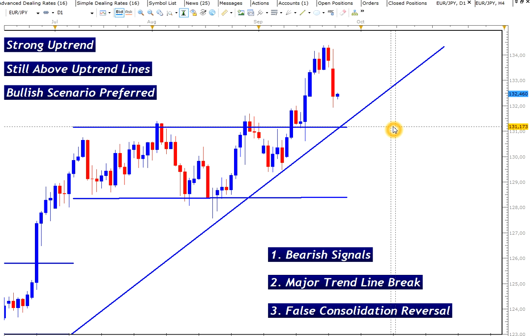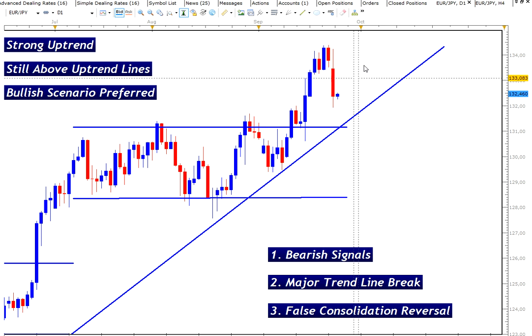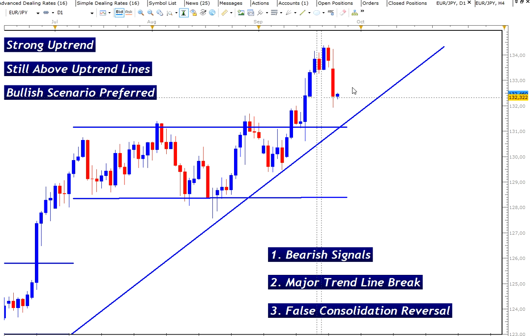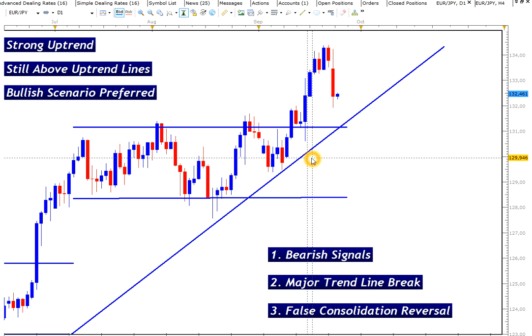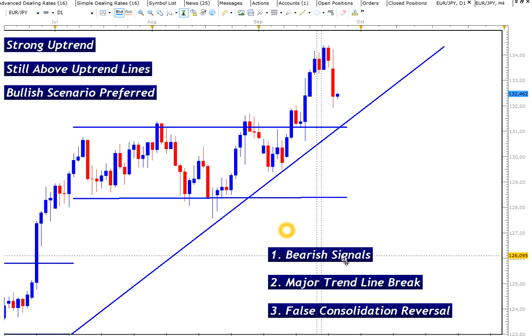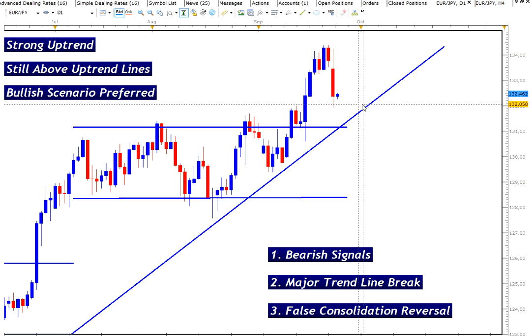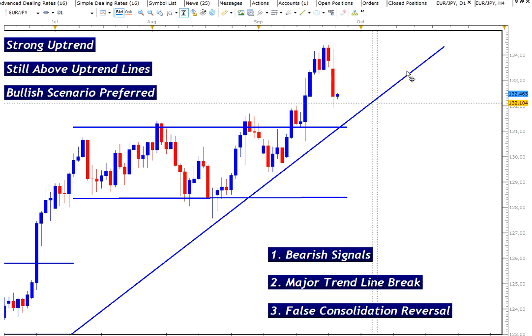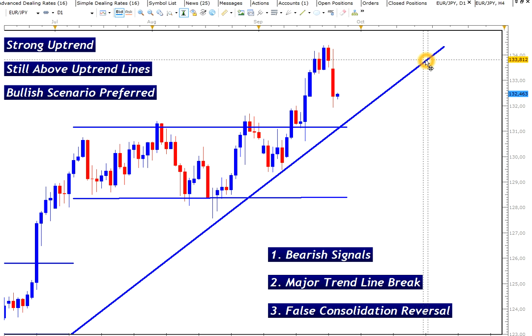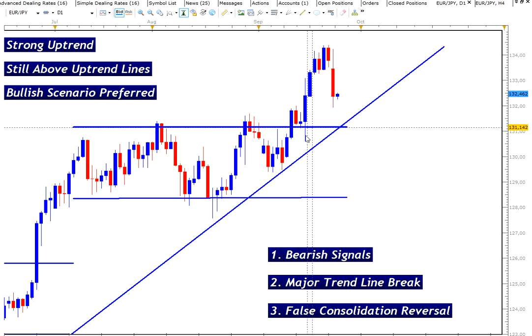So right now, in terms of the euro yen, we have to wait until the market gives us a bullish signal. That is the preferred choice. Otherwise, we're going to first of all wait for an ABC signal or double top formation. If that fails, then we have to wait for a trend line break and or a consolidation false breakout reversal.